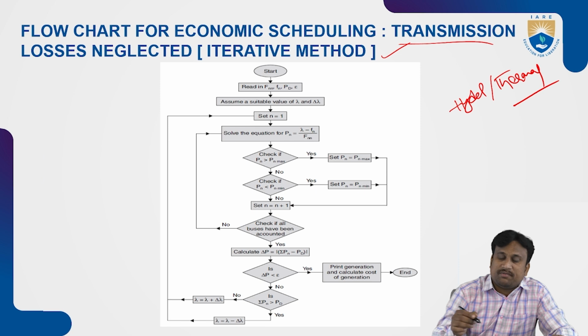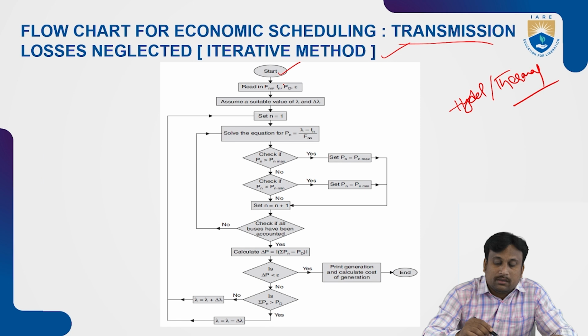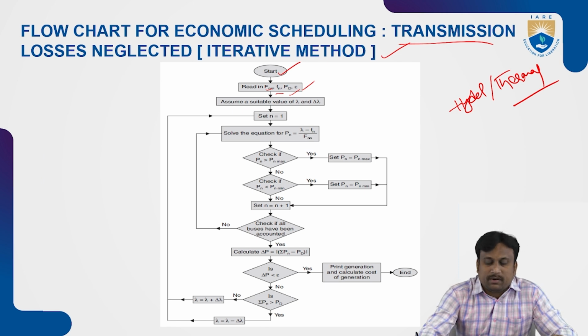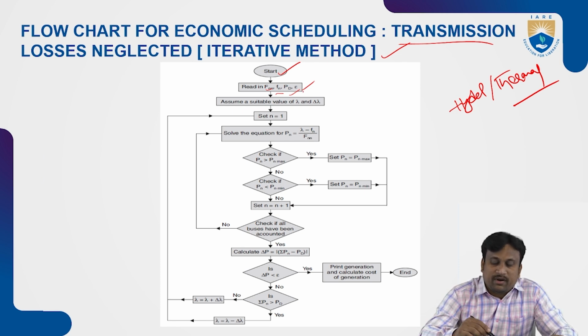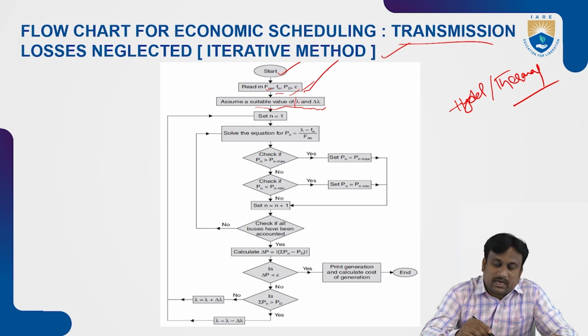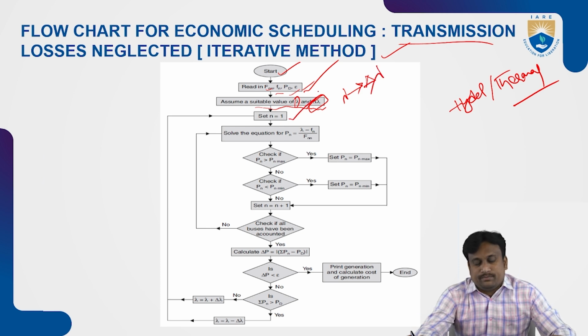So now we will start with the first condition, start, and with the given information, read the functionalities Fn, Fn prime, Pd and epsilon. These are the data we should obtain from the constraints we defined earlier. After that, assume a suitable value of lambda and delta lambda, where lambda is the Lagrange's coefficient. Now set the value of n equal to 1.